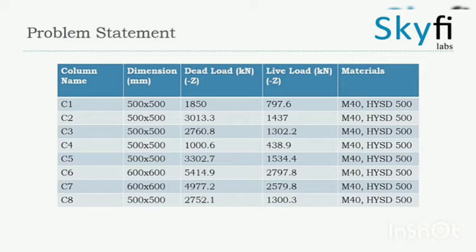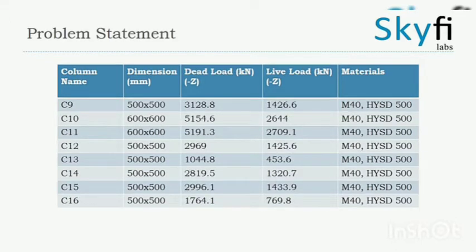There are 16 columns with different sizes. Columns 6, 7, 10 and 11 are of size 600 by 600 mm and all remaining columns are of size 500 by 500 mm in dimensions, and the dead load and live load are as shown. The concrete material is M40 grade and HYSD 500 steel is used.